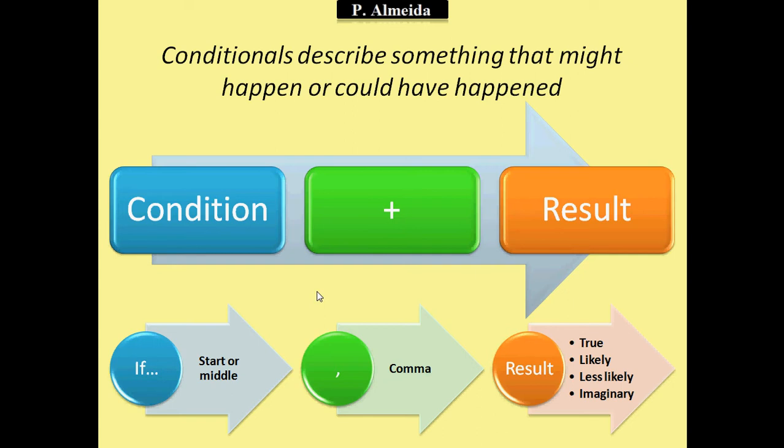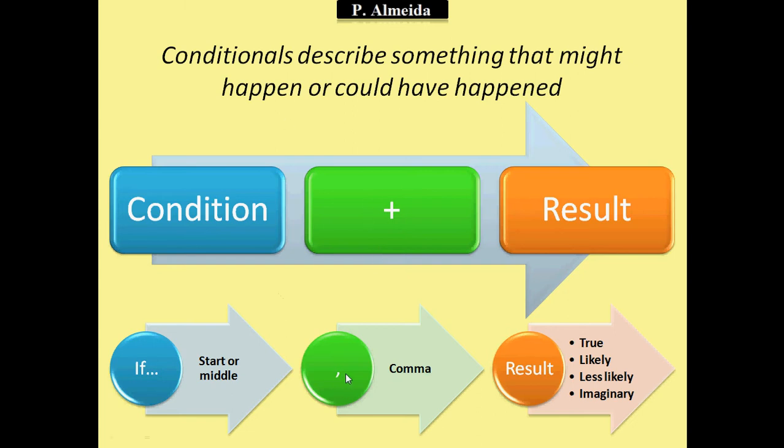Now, the good thing is you can decide to start your sentence with the condition and then the result, or you can decide to do the other way around and have the result and then the condition. So this if part can be at the start or in the middle, depending on if you want to start with the condition and the result, or if you would rather start with the result and the condition. I'm going to give you some examples in a second. So if this doesn't make sense right now, it's going to get a little bit more clear, okay?